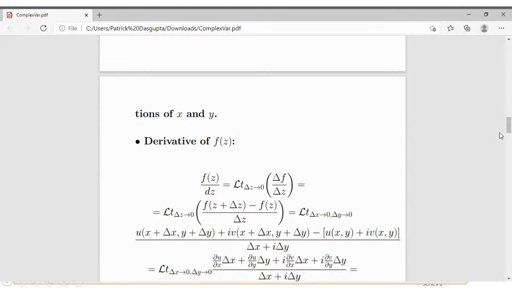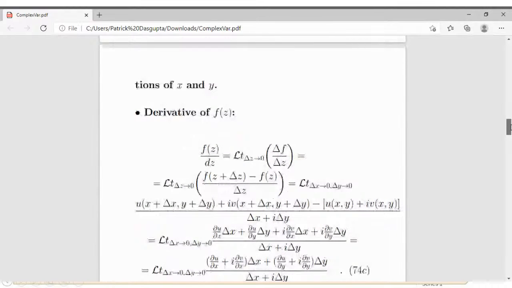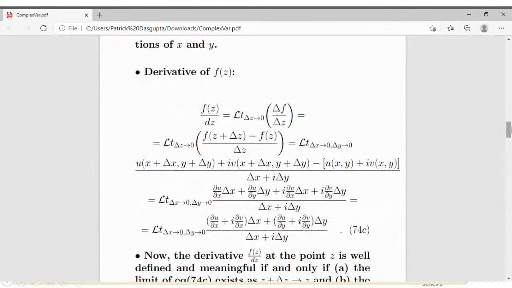But because f of z can be written in terms of the real part u and imaginary part v, f of z plus delta z is simply u of x plus delta x, y plus delta y, plus iota v of x plus delta x, y plus delta y. And from that you subtract f of z, which is u of x y plus iota v of x comma y. And to that you divide by delta z, and delta z is delta x plus i times delta y.